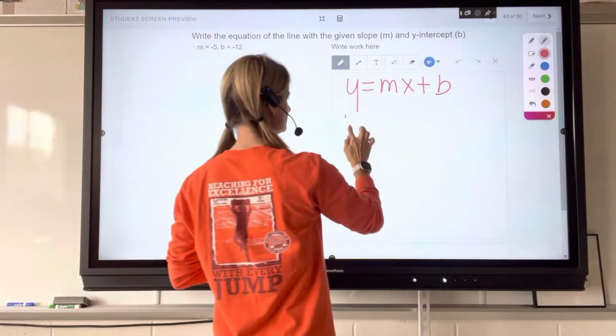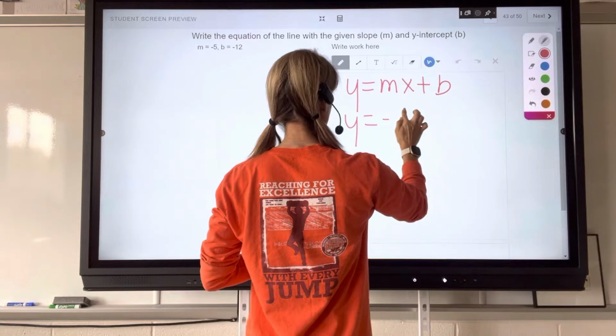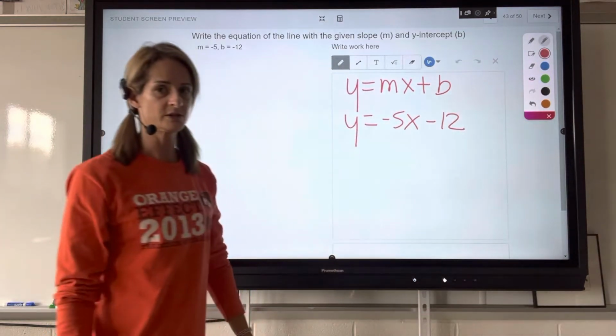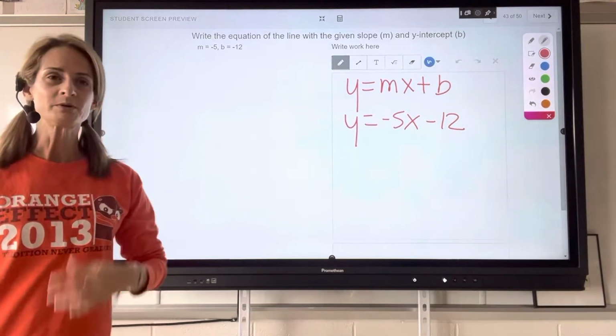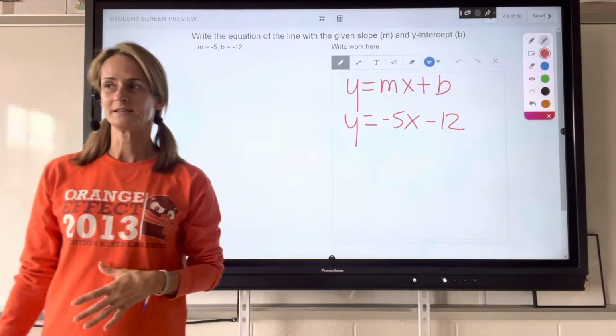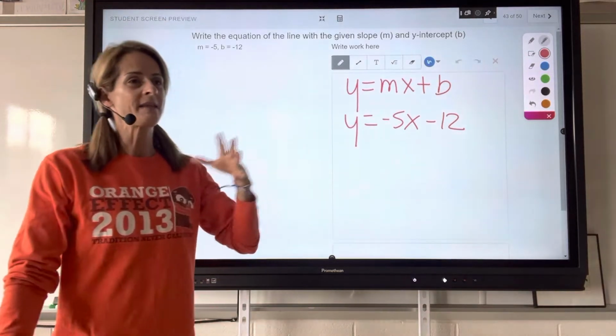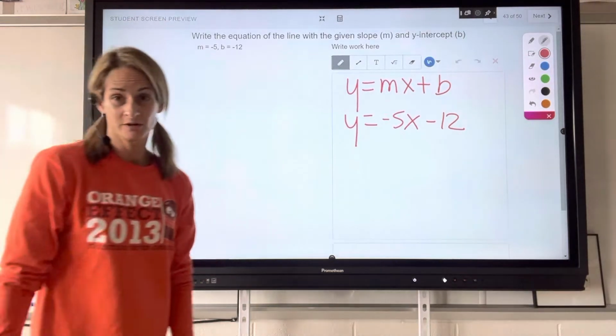So everyone's writing this down. Y equals negative 5x minus 12. Done. Any questions? Now, most of the time, it's not that easy because you have to either find the slope or find the b, and that's what most of our problems are going to be like.